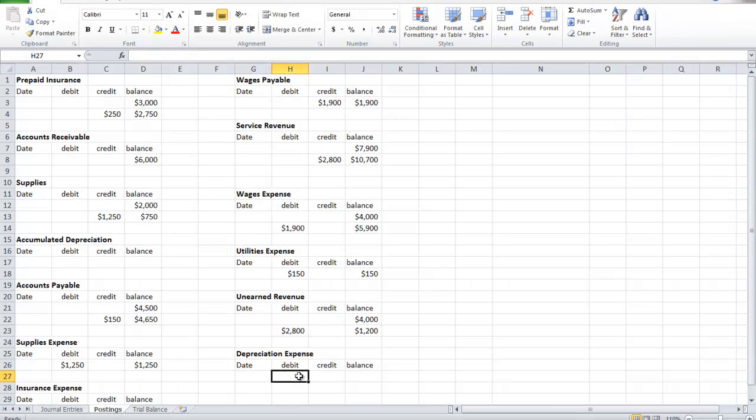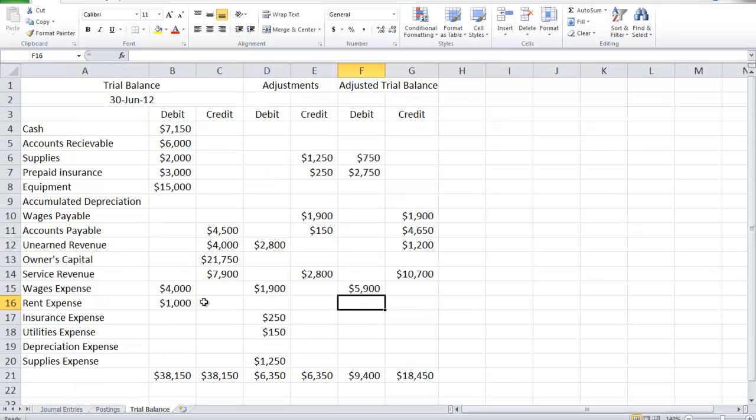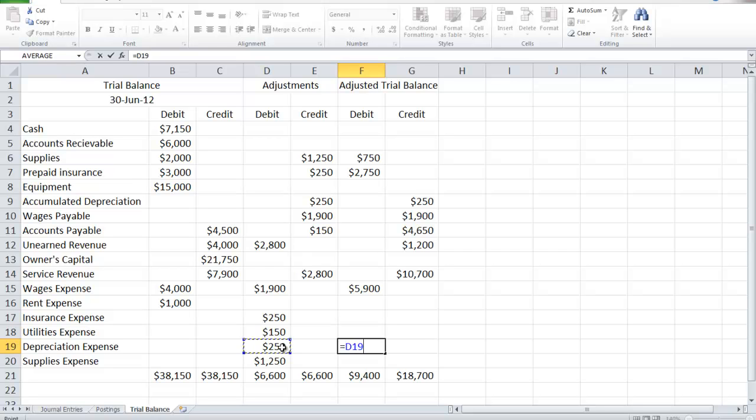we have depreciation expense as a debit, and that's the new balance. Then accumulated depreciation is the opposite, is a credit for $250. If we post that on the trial balance, we have accumulated depreciation, which is a credit, and that adds across. And then depreciation expense is a debit for $250. And we add that across.